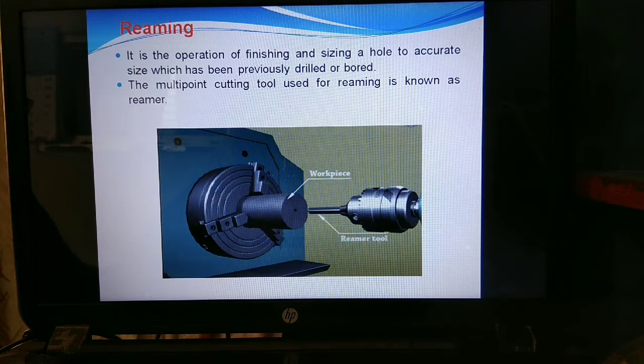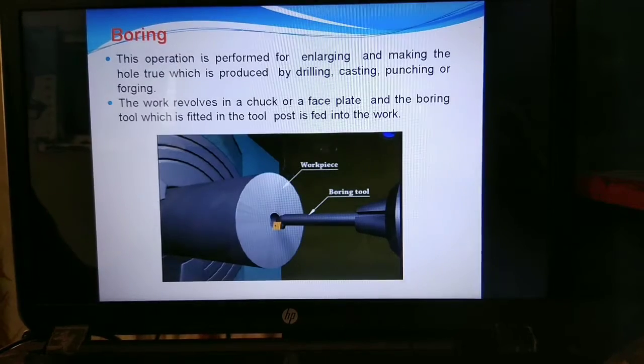The reaming operation is a finishing operation and sizing of a hole to accurate size which has been previously drilled or bored. The multi-cutting tool used for reaming is known as a reamer.